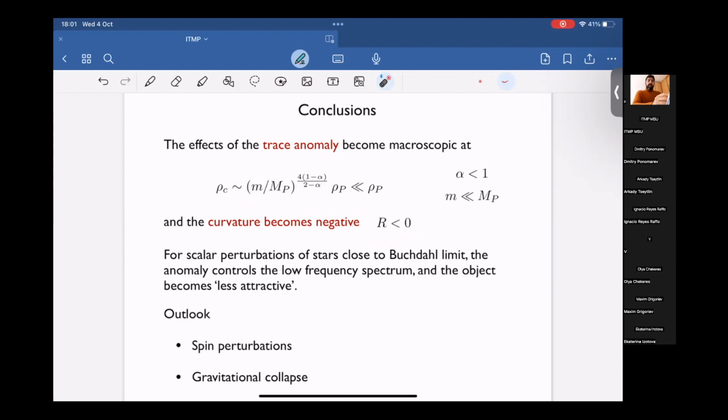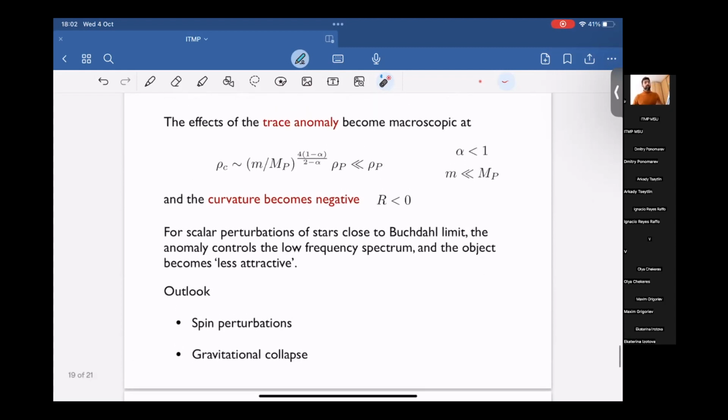For the particular case of looking at scalar perturbations of stars close to the Buchdahl limit, we saw that the anomaly controls the spectrum of these sort of low frequency modes. And morally speaking, the object becomes less attractive for minimally coupled fields because the potential tends to move upwards.